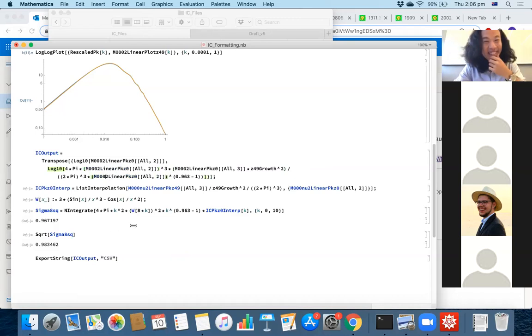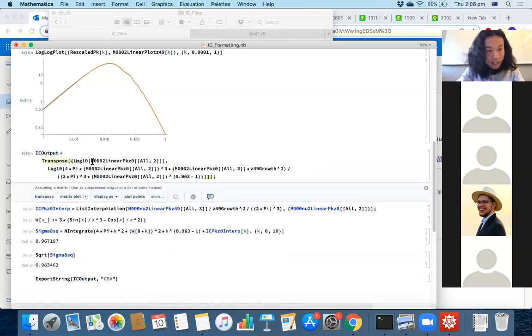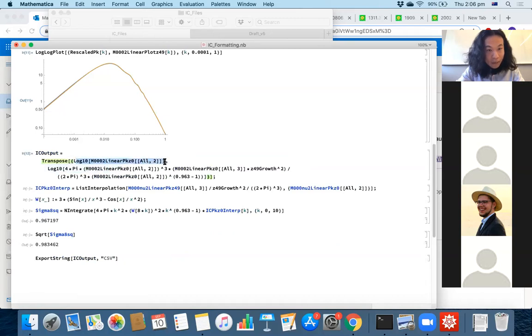So this IC output is basically taking the log 10 of k and then the log 10 of 4 pi times k cubed times the power spectrum, rescaled back, divided by 2 pi cubed, and then this is the spectral tilt. So my spectral tilt ns is 0.963. Oh no, I relabeled these wrong. So you guys have to delete all these new ones, so it's actually just M02, or maybe I'll resend this file around.